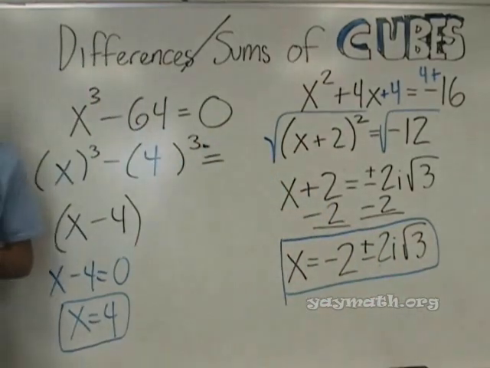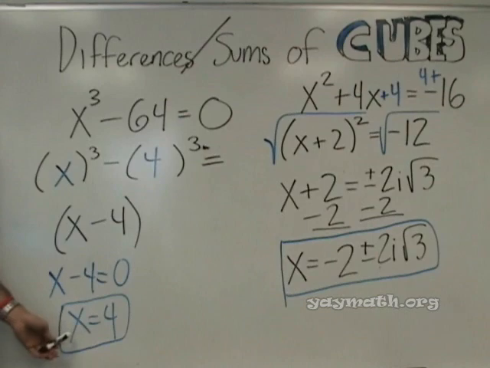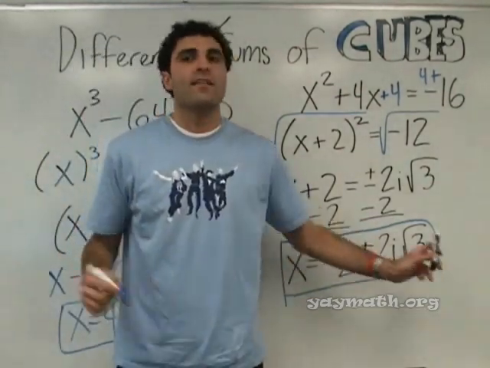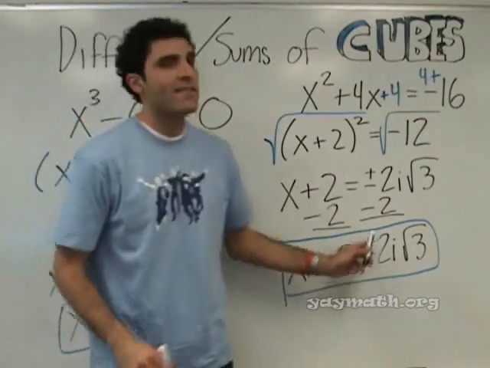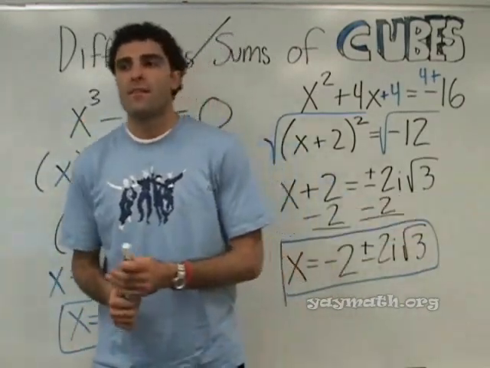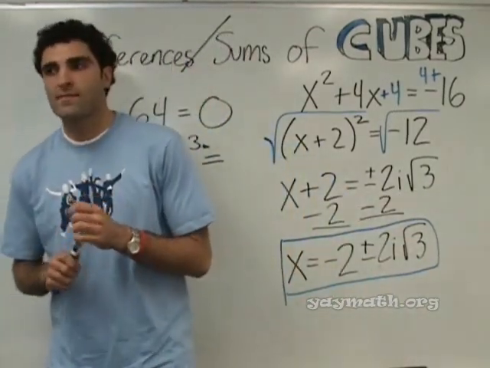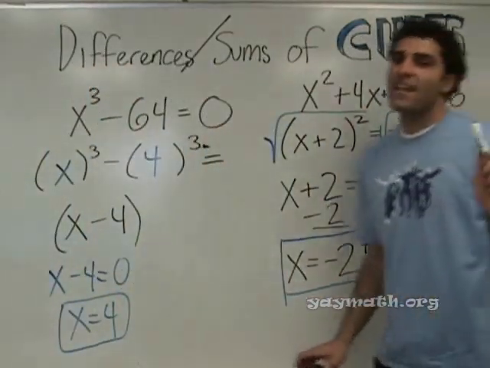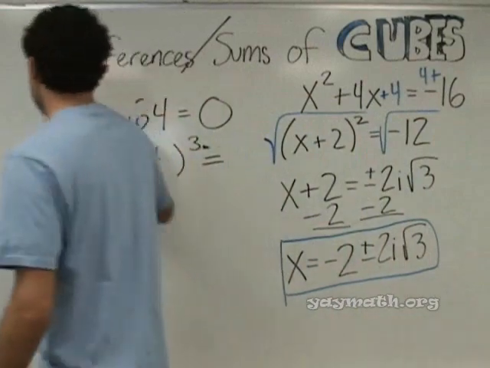Okay. That's it. 3 solutions: 4, negative 2 plus 2i root 3, and negative 2 minus 2i root 3. Those are the 3 solutions. Questions? Not bad, right? Watch the second one. Second one will be easier, okay?